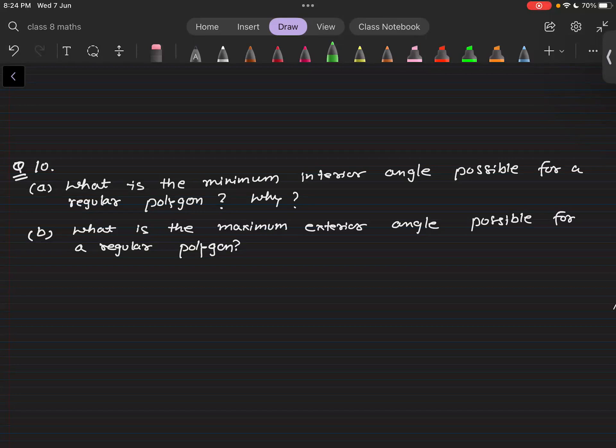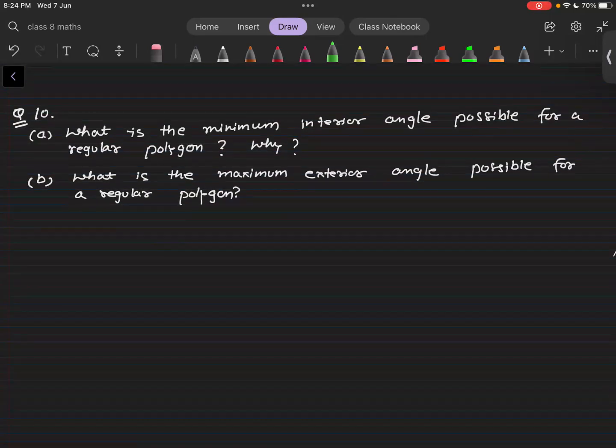Okay, let me help you guys. The question is, what is the minimum interior angle possible for a regular polygon and why is it so? If you get the answer, you have to explain it also. Look, you guys tell me, what is the minimum number of sides possible for a regular polygon? 3. Very good. And we are talking about a regular polygon, hence sides are going to be equal. That is, it's an equilateral triangle.